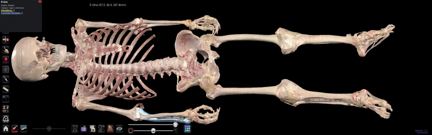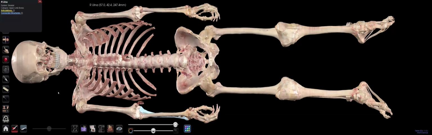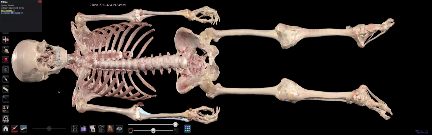All right, so that was just taking a look at the skeletal system here. We've got to be able to identify all the bones and some of the bone features on these bones this semester. So let's go to the next one, and we will look at the muscular system.